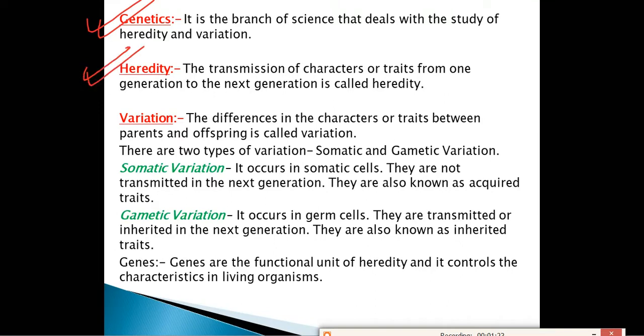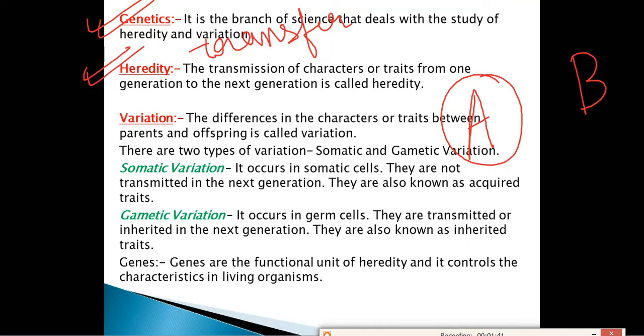So what is heredity? The transmission or transfer of characters or traits from one generation to the next generation is called heredity. For example, this is your parents' generation and this is your generation. Some characters are passed from your parents to you. For example, your eye color is similar to your parents', or your height is similar to your parents'. That character or trait has been passed on from your parents to you, right? So heredity is the transfer of characters from one generation to the next generation.